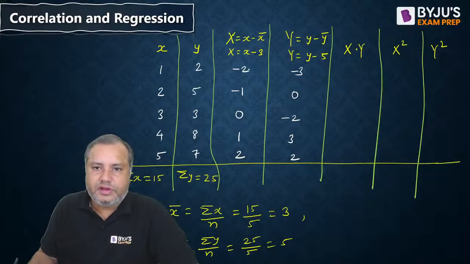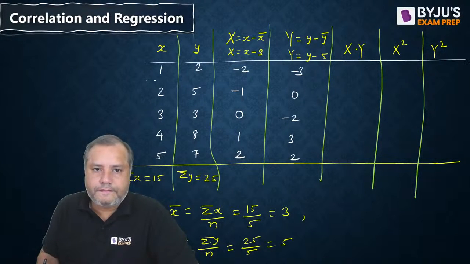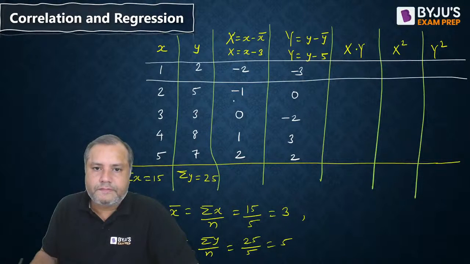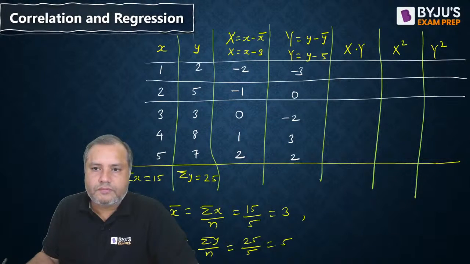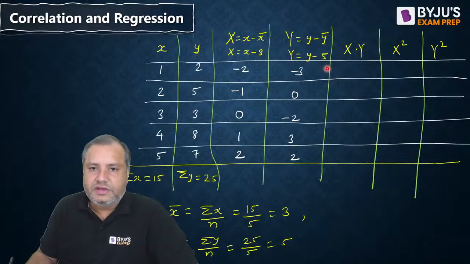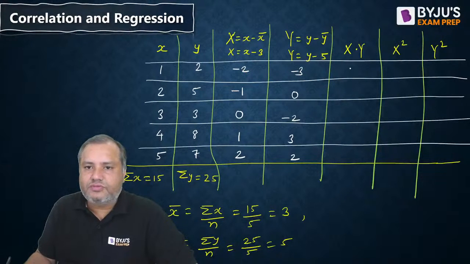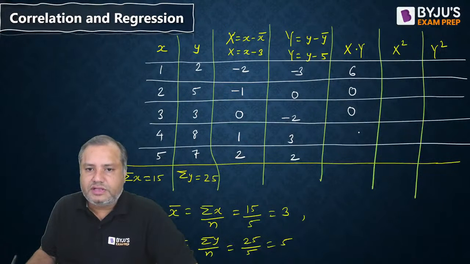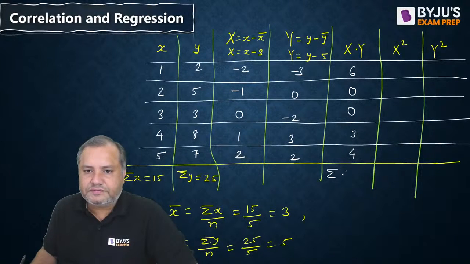Now, X into Y: minus 2 into minus 3, 6. These two products will be 0, then 3, 4. So what is summation XY? Tell me. That will be 13.